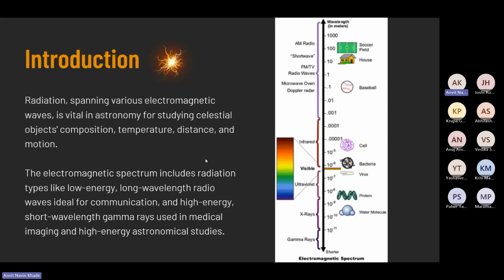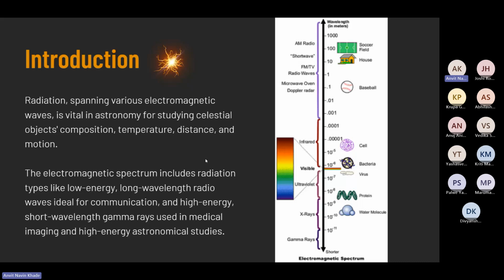So, radiation consists of various forms of electromagnetic waves. It is a cornerstone of modern astronomy, and it provides us with the tools to explore and understand various intrinsic properties of celestial objects like composition, temperature, distance, motion, etc. Thus, the electromagnetic spectrum, which includes everything from low energy radio waves to high energy gamma rays, serves as a window into the cosmos. This image here represents the electromagnetic spectrum and shows the scale of different waves in this electromagnetic spectrum.